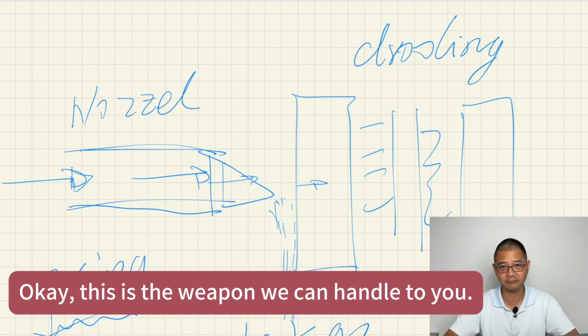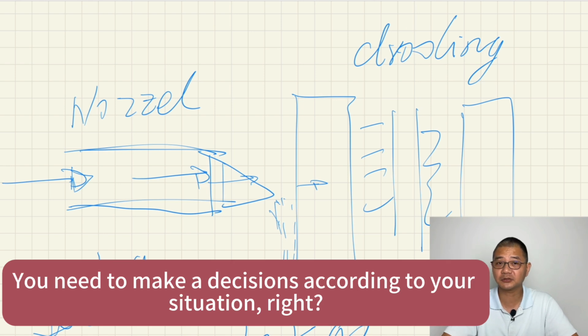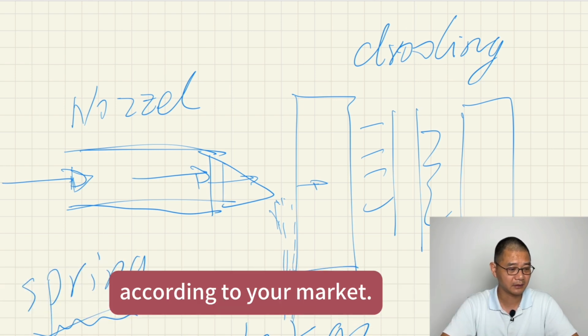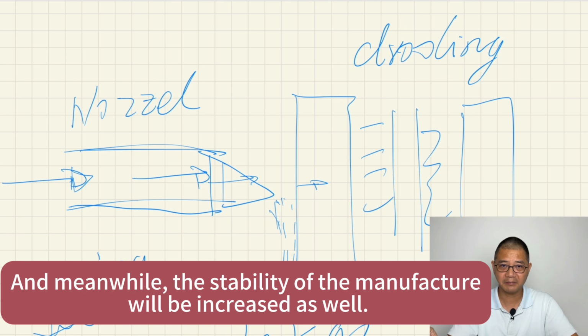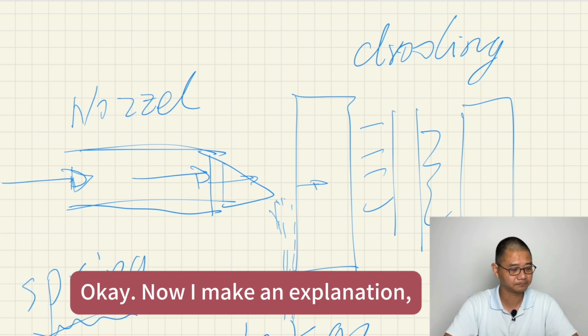Okay, that is the information we can hand to you. You need to make a decision according to your situation, right? According to your market. The quality improvement of the cable tie is obvious, right? And meanwhile, the stability of the manufacturing will be increased as well.